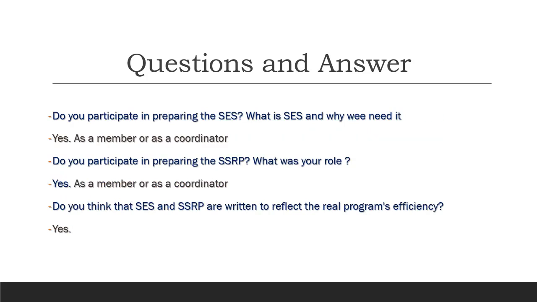KPI results? Did you participate in preparing the self-evaluation scale? What is the self-evaluation scale and why do we need it? Did you participate in preparing the program self-study report? What was your role? Yes or no? Do you think that the self-evaluation scale and self-study report for the program are written to reflect the real program?